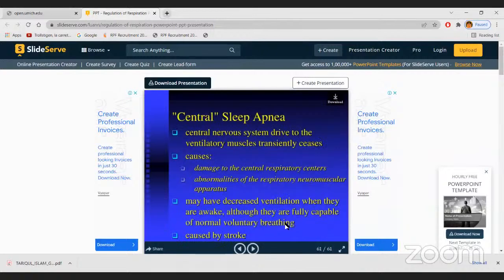So the next one is central sleep apnea. The central nervous system drive to the ventilatory muscles is reduced. Cases of damage to the central respiratory centers or abnormalities of the respiratory neuromuscular apparatus may have decreased ventilation when they are awake, although they are fully capable of normal voluntary breathing, caused by stroke. So this is the heart direction functions.